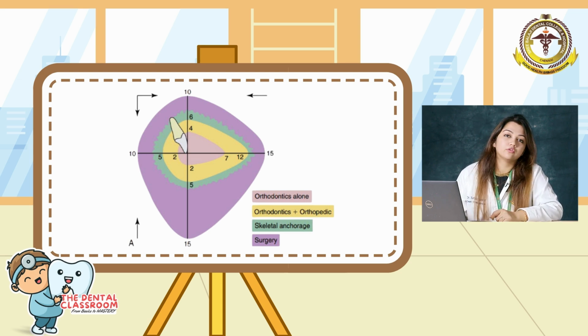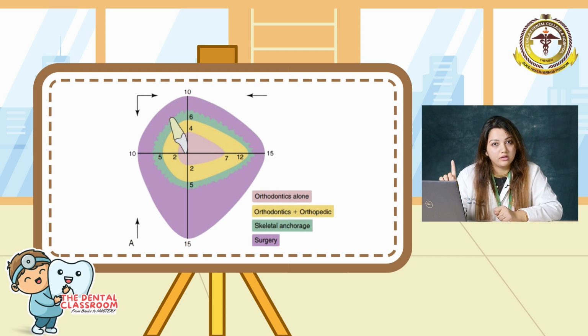So this is the image of the maxillary arch. As discussed, the inner circle, the pink circle, shows how much tooth can be moved with the help of orthodontics alone. The yellow one is with orthodontics and orthopedics or functional appliances, growth modification in general. Skeletal anchorage is another that has been recently added, skeletal anchorage involving tags. So this is how much tooth movement can be added with the help of tags. And the last one is surgical.